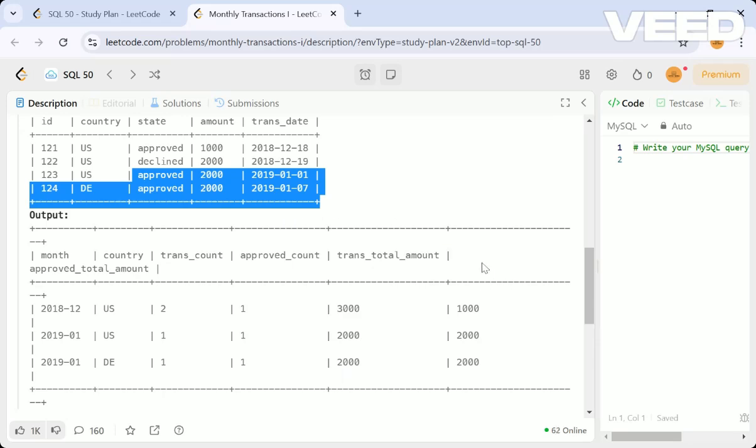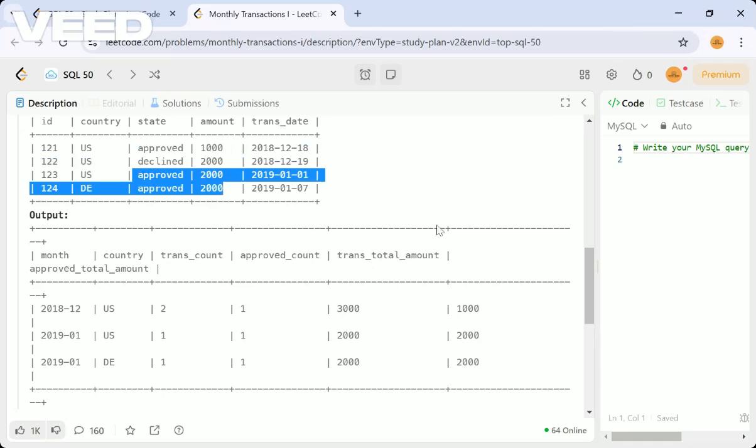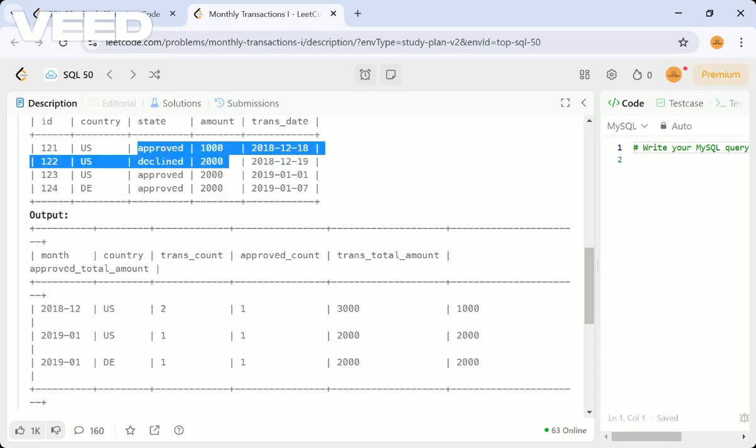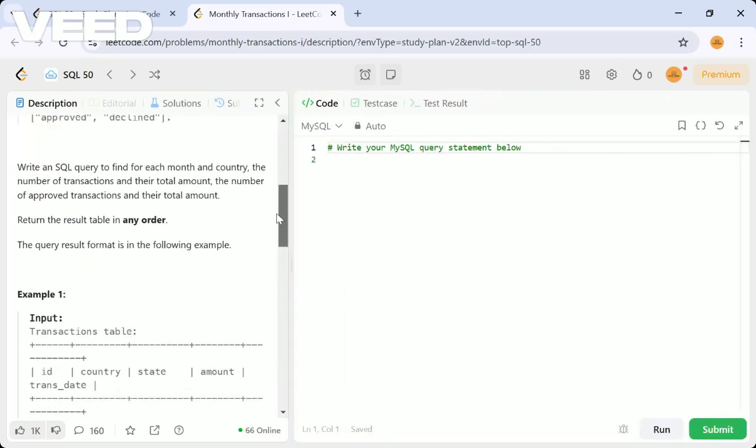So next, they're asking for the approved total amount also. How will we get it? We have to check the status approved kind of amounts and sum them up. As of now here we only have one amount, that is 1000, and here we have 2000. So total transaction amount means even if the state is declined also we have to sum up. Approved total amount is nothing but we have to check the state, only the approved sum we have to do. So these are all the things they're asking, so many things. Order can be any.